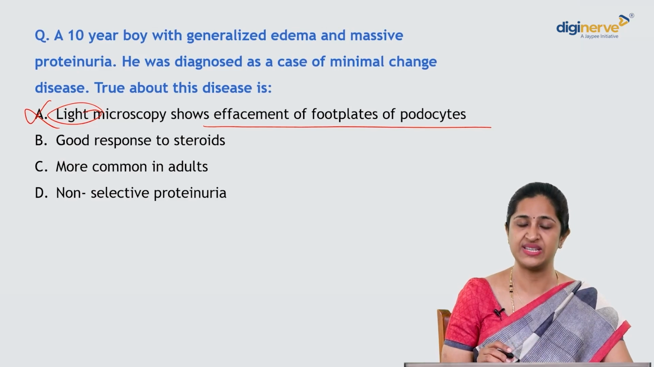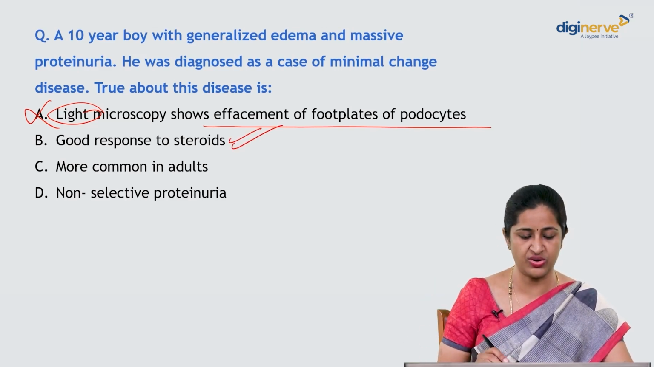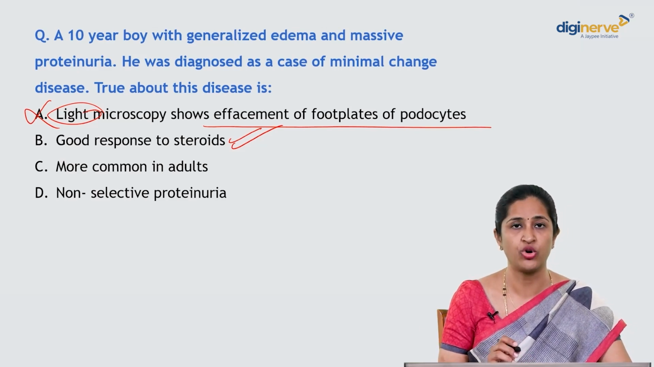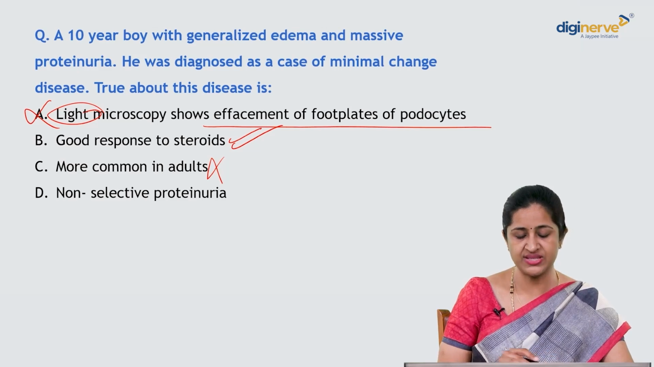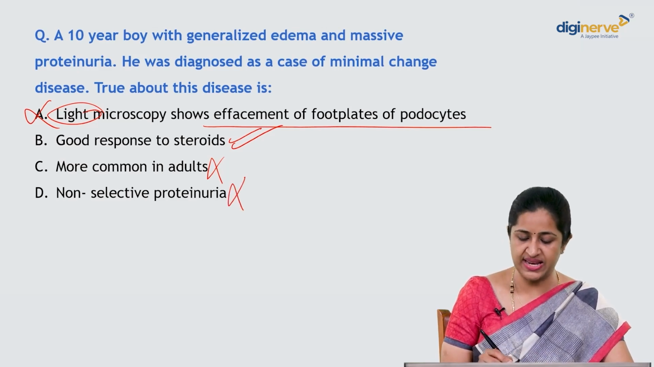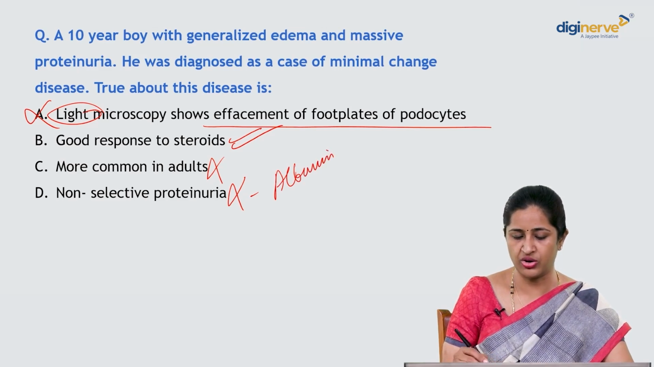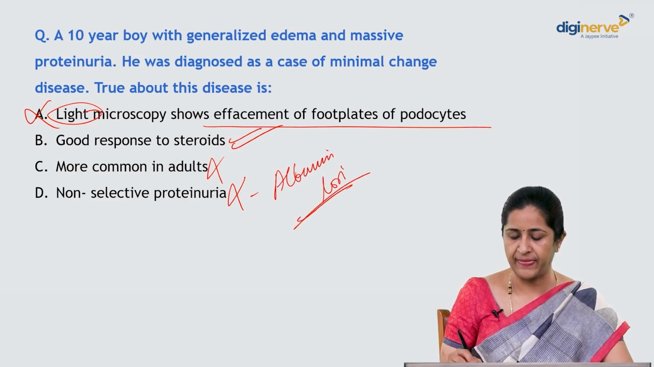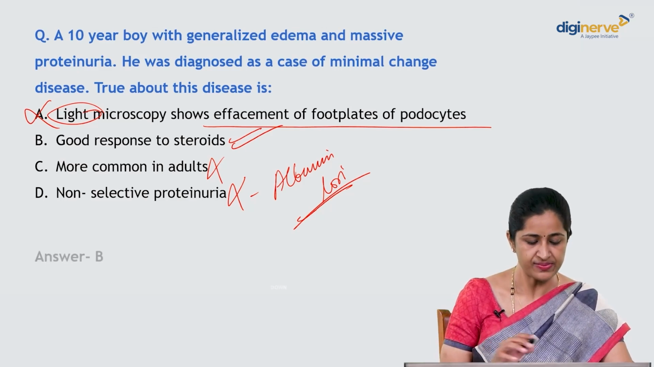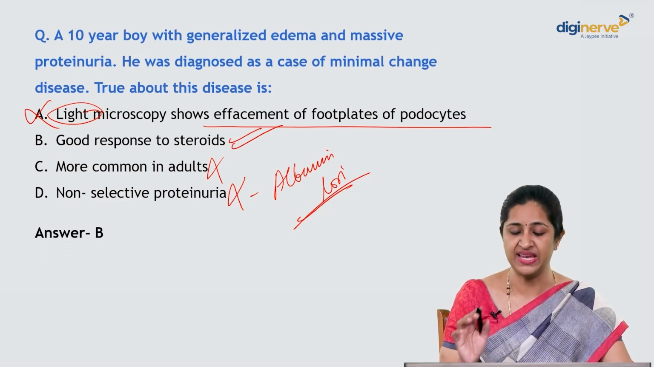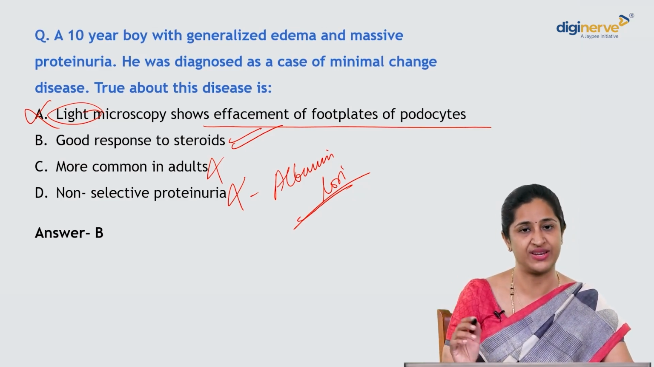Good response to steroids? Yes, minimal change disease is characterized by good response to steroids. Is minimal change disease more common in adults? No, it's a complete childhood condition. Non-selective proteinuria? No, selective proteinuria where you have albumin being lost. You don't have loss of globulins as much as you have loss of albumin. So the correct answer is B. This is a case of minimal change disease which has very good response to steroids.